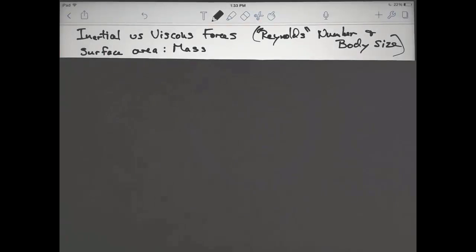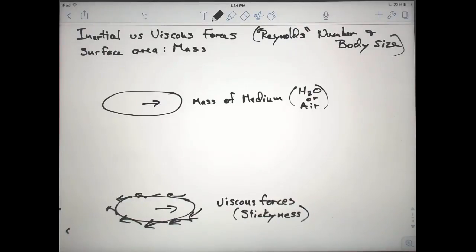In this segment, I'm going to talk about inertial versus viscous forces. This is a concept that is captured mathematically by Reynolds numbers, and Reynolds numbers in relation to body size. And this matters because as body size gets smaller, surface area increases relative to mass. What kinds of forces resist movements of animals?